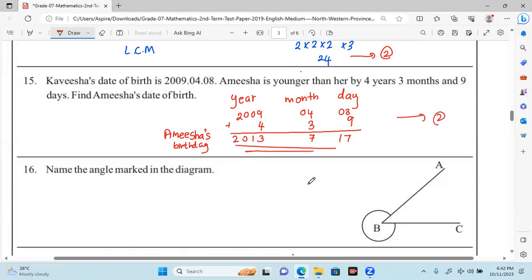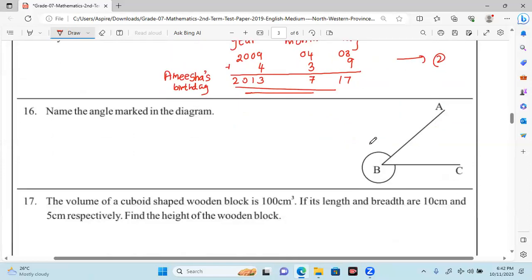Name the angle marked in the diagram. Look carefully. You have to identify, they have marked a reflex angle.